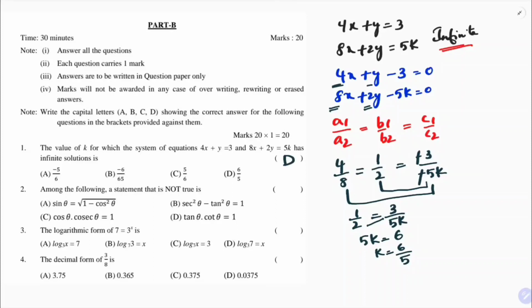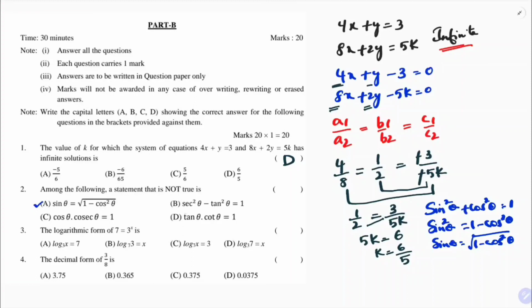In the same way, the second question. Which of the following is not true? A statement that is not true. Now see, the first option is based on the first identity, that is sin square theta plus cos square theta equals 1. So from there, sin square theta is 1 minus cos square theta. So sin theta will be under root 1 minus cos square theta. So the first option is correct.